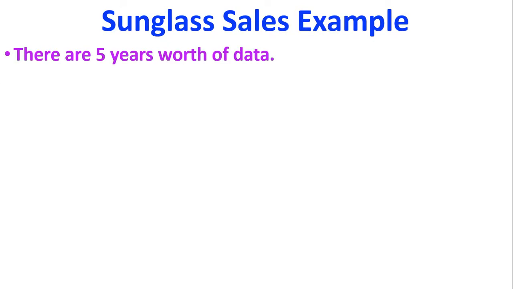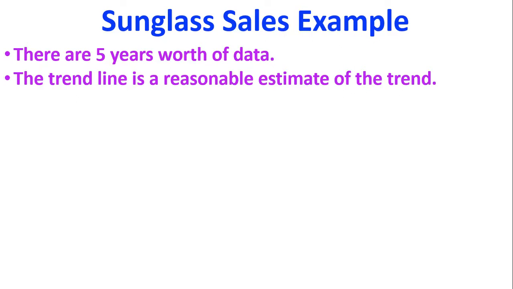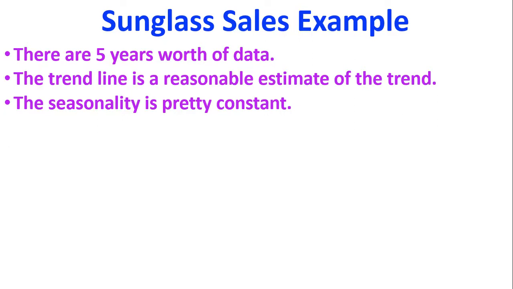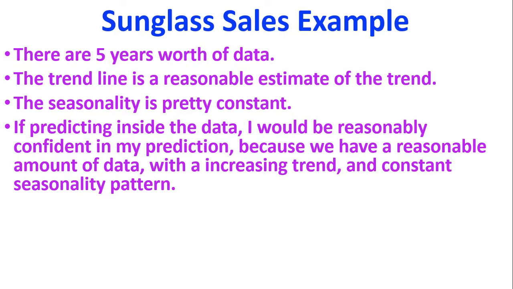So let's look at our sunglasses sales example. We've got 5 years worth of data. The trend line is a reasonable estimate. It's not fantastic, but it's reasonable. The seasonality is pretty constant, okay? Quarter 1, quarter 2, quarter 3, quarter 4, they're all pretty consistent from year to year, consistently above or below or on the trend line. So I'm going to say, if I predict inside my data, so between 2005 and 2010, I'm going to be reasonably confident in my prediction because we've got a reasonable amount of data, it's got an increasing trend, and our seasonality pattern is consistent or a constant pattern.